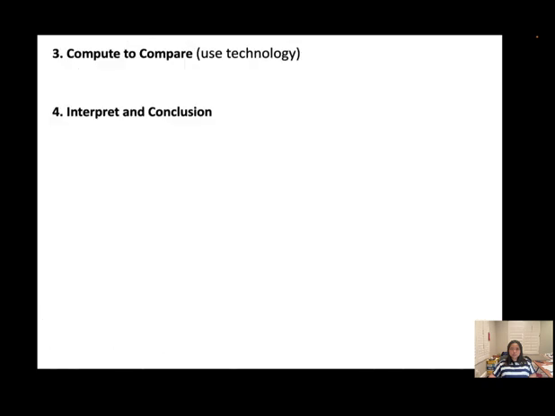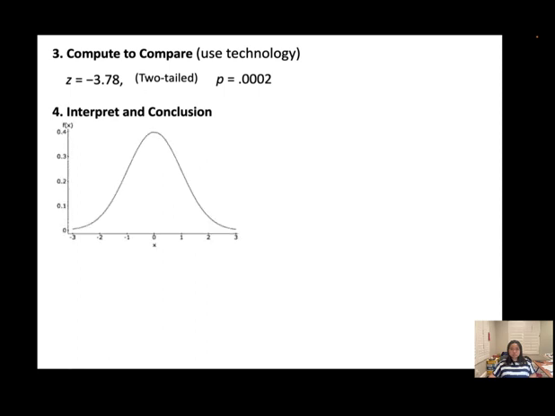Now, find the test statistic. For this part, I just let you use your calculator. The test statistic you should find is negative 3.78, and the p-value will be 0.0002. Then interpret and conclude. The test statistic of negative 3.78 is somewhere out here, and that's why the p-value is really, really small, the area of the little tail here. With two tails, there is one positive and one negative.